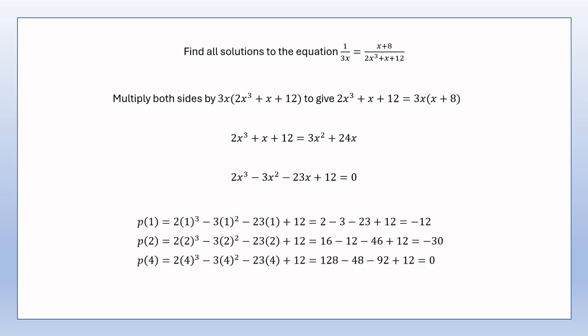So let p of x equal 2x cubed minus 3x squared minus 23x plus 12. Then p of 1 is equal to minus 12. P of 2 is equal to minus 30. And continuing on in a suitably systematic way, it turns out that p of 4 is equal to 0. And so by the factor theorem, x minus 4 is a factor.